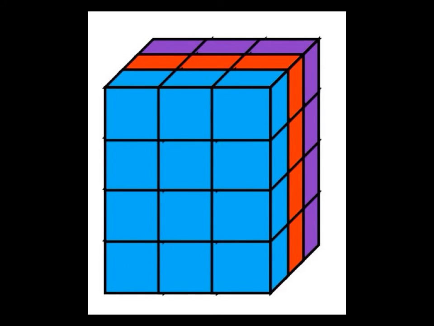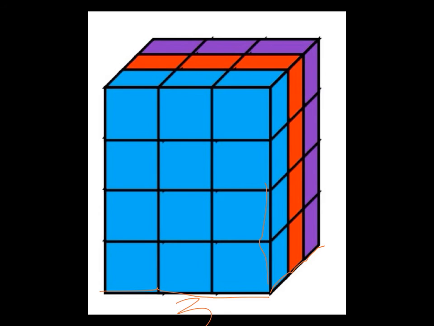Okay, so try this one on your own, and then we're going to go over the answer together. If I'm looking at this, I have 1, 2, 3 across the front. So my length is 3. And then I have 1, 2, 3 across the side. So I'm going to say 3 times 3.